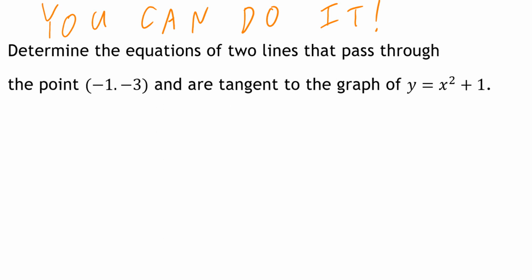Hi everyone. Let's take a look at the following example. Determine the equations of two lines that pass through the point (-1, -3) and are tangent to the graph of y equals x squared plus 1.